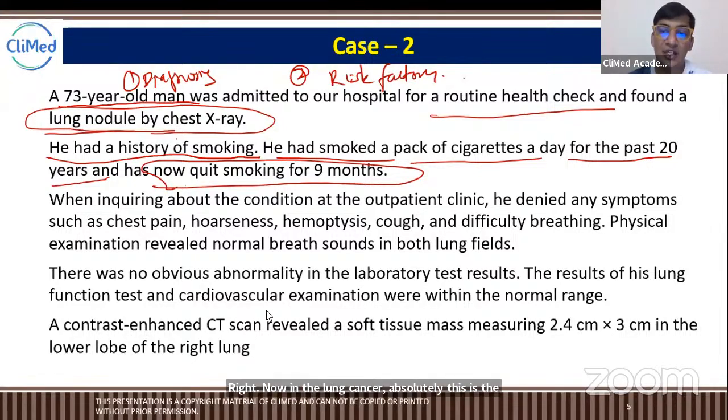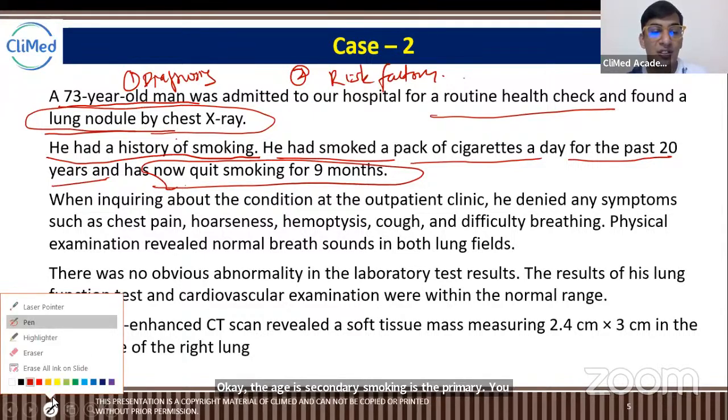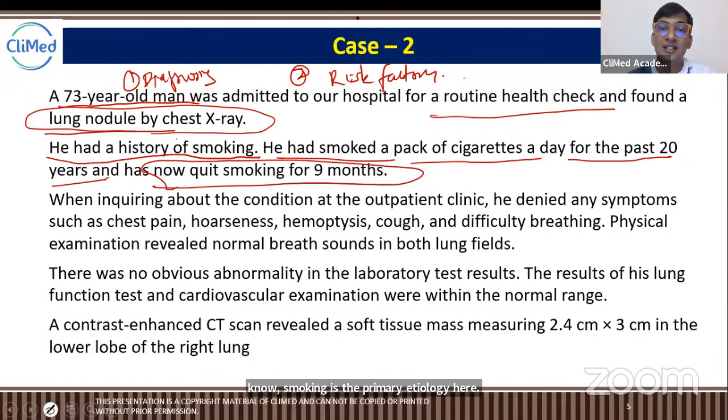Smoking and age are the major risk factors. Age is secondary, smoking is the primary etiology here for the lung cancer. And if you see here, the history of smoking is prominent.